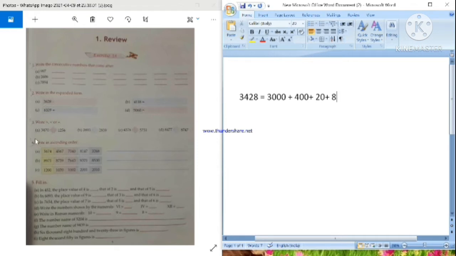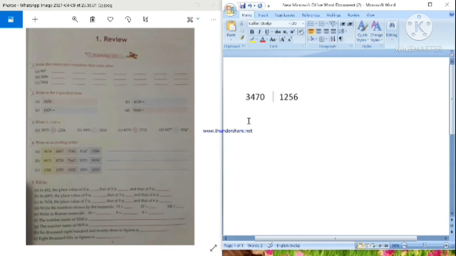Now the next one is to find out greater than, less than and equal to. So in this also we will follow the method of checking the place values. Okay, so the first one is 3470, and we have to compare it with 1256. So we have to check whether 3470 is greater or less than 1256.